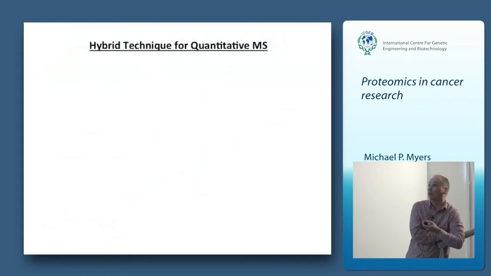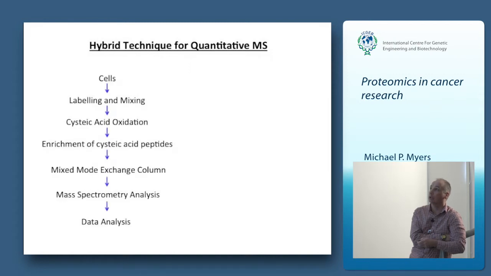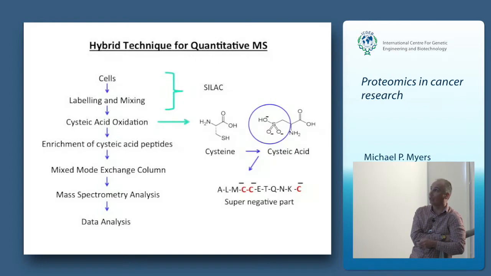Baytul in my lab came up with a hybrid technique for quantifying proteomes. You take the cells, label them in vivo, then oxidize all the cysteines to cysteic acid. You can enrich these cysteic acid-containing peptides using a mixed mode chromatography. Then you do mass spec and data analysis. This part is like the classical SILAC technique that you hear about all the time, and this part is the unique thing that she invented.